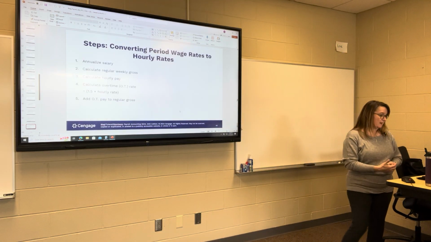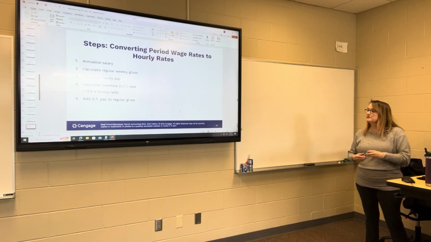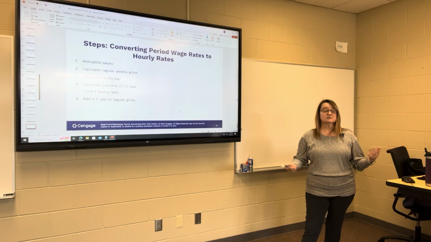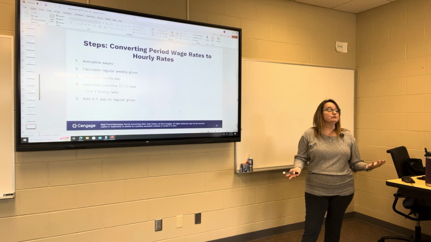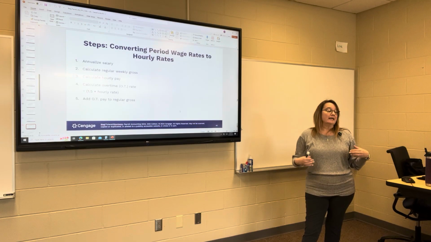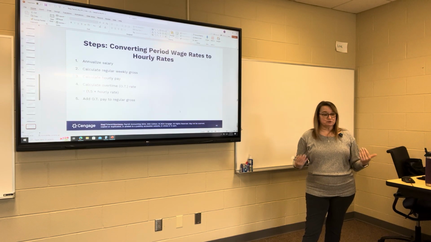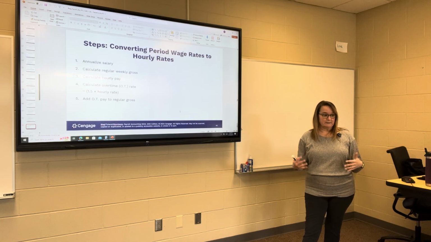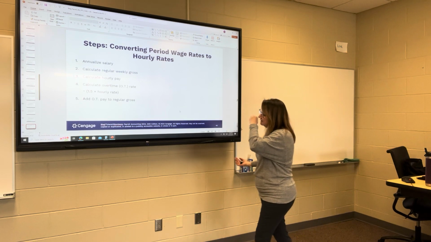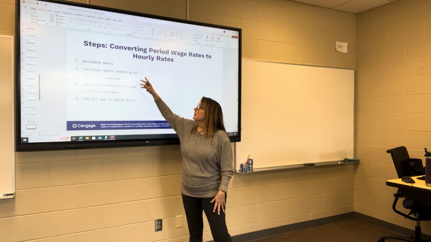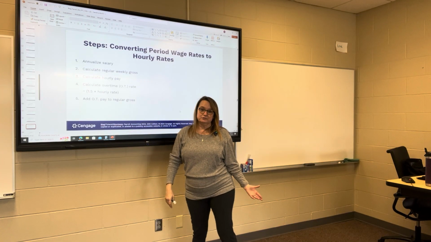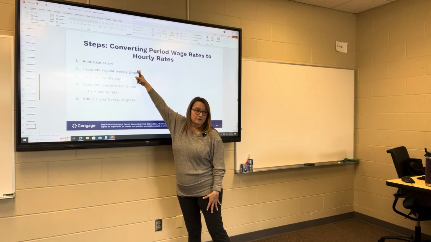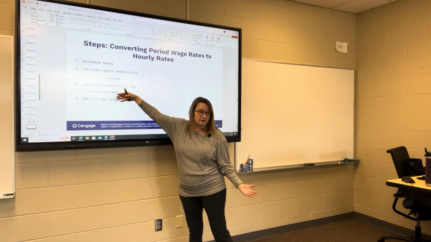So there are some steps to doing this. First, we're going to annualize their salary. That means we're going to figure out what they make on an annual basis. So for example, if we know that they're paid $2,000 a month, to annualize that, we would multiply it by 12 months to get their annual salary, $24,000. That's what we mean by annualizing that salary. Then we're going to figure out what they make on a weekly basis. Remember, there are 52 weeks in a year. So whatever result we have here, we're going to divide it by 52 to get what they make on a weekly basis.